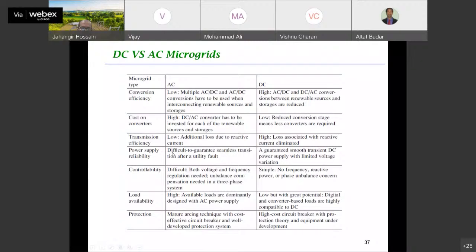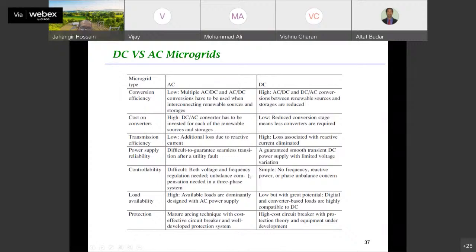Reliability. For DC, it has a very smooth transition with the DC power supply when you are thinking about connecting with the main grid and disconnecting.